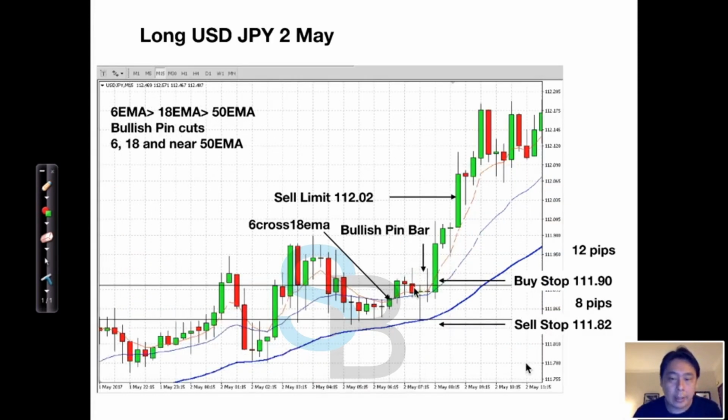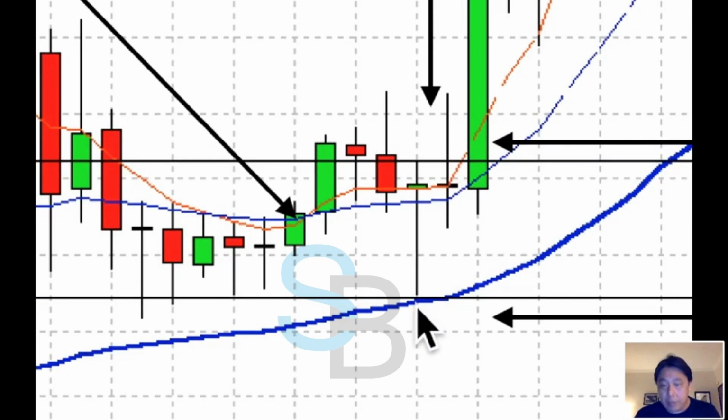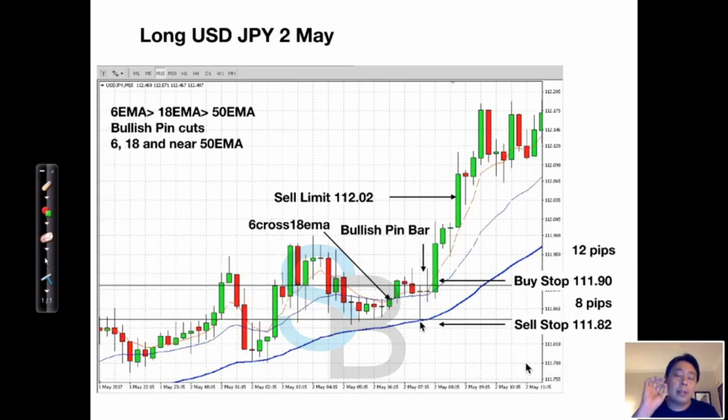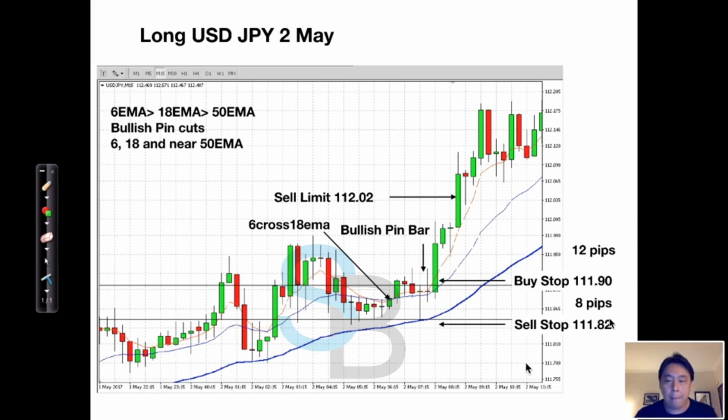Okay, long dollar yen, 2nd May. Once again, we've got the 6 crossing above the 18. Candle 1, candle 2, candle 3, candle 4. Boom, there we go, bullish pin. Cuts 6, cuts 18, and 50. Well, it didn't cut, but it's very near. I said it must cut or be very near the 50. You can see a clear uptrend again, moving averages in sequence.